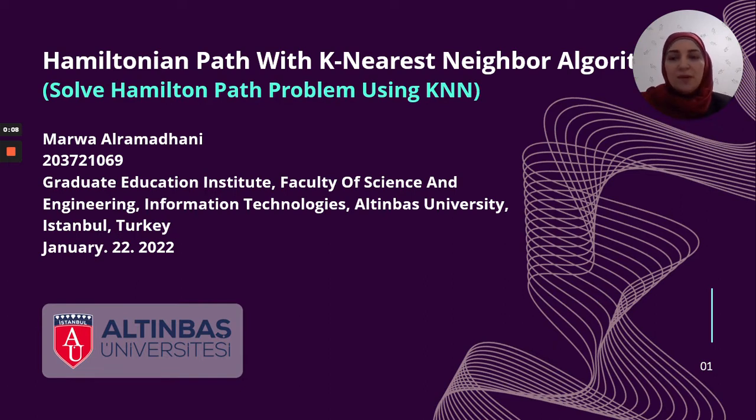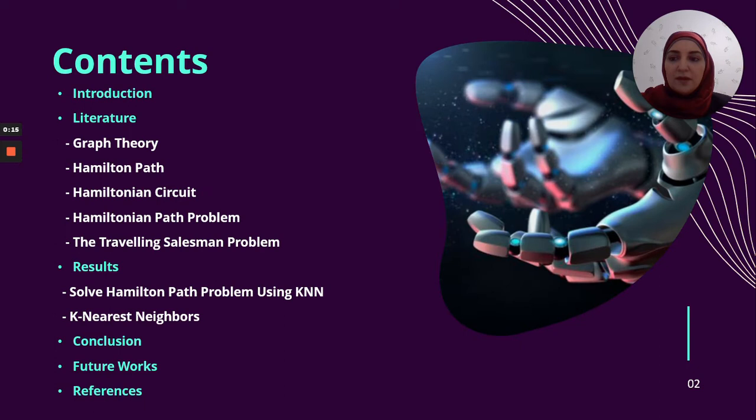Today, we will talk about solving the Hamiltonian path problem by using the K-nearest neighbor algorithm. So, in our contents, we have the introduction. We will talk about the K-nearest neighbor algorithm. We will talk about graph theory, Hamiltonian path, Hamiltonian circuit, Hamiltonian path problem, the traveling salesman problem, and we will talk about results. We will mention the conclusion and future works.